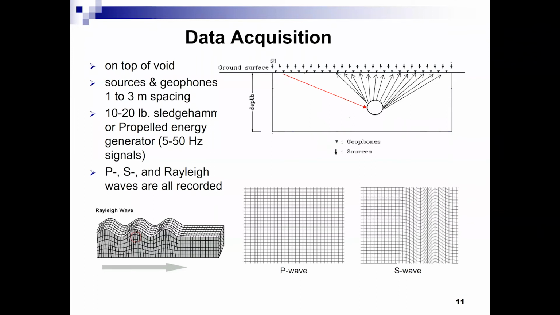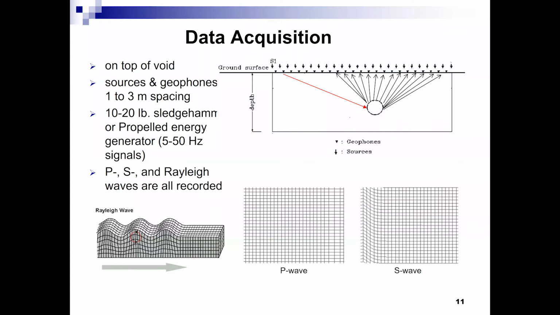For the data acquisition, we need to put the geophone and active source on the ground surface on top of the void. That is the main limitation of the 2D method. So we need to run a line here, and so on to cover the whole area, line by line. Later, we'll talk about 3D, where we can put a 2D grid of sensors on the top. And we put the geophone and source at 1 to 3 meter spacing.